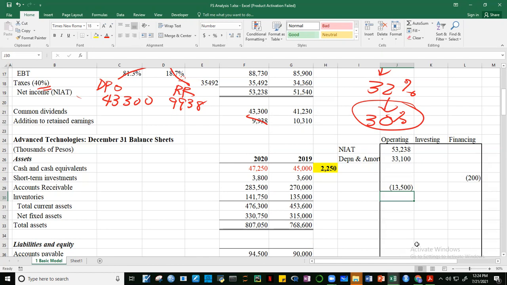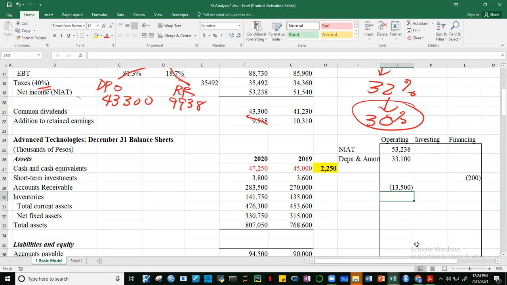Inventory, saan papasok? Operating, investing, financing. Okay? Operating, anong sagot yan? Yung kanina pa yan? So, inventories is also operating. Okay, from 135, naging 147, 141. Source of cash or use of cash?